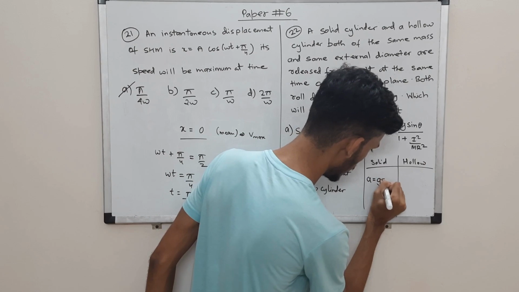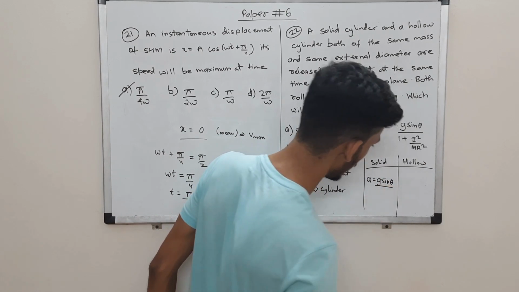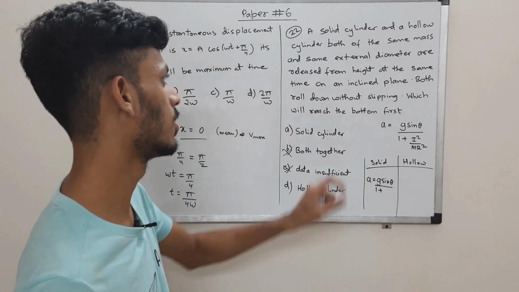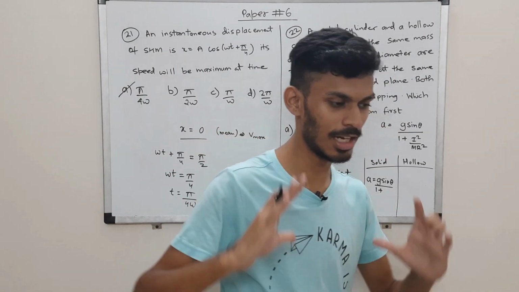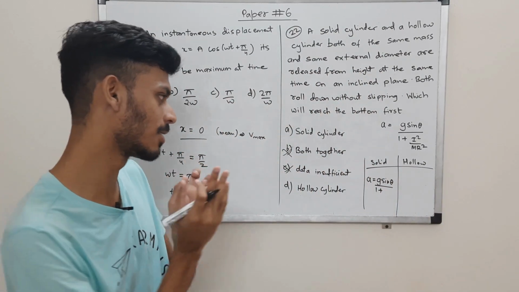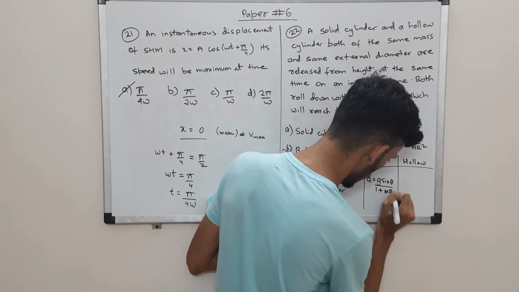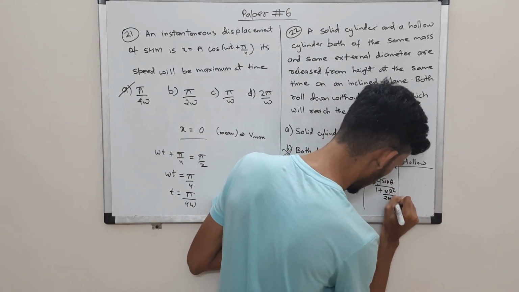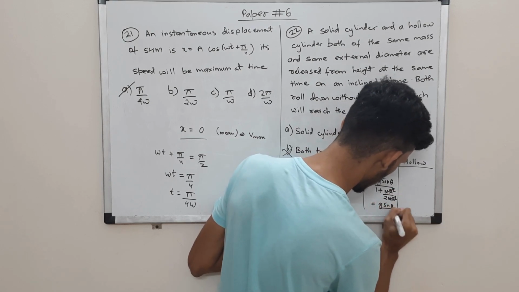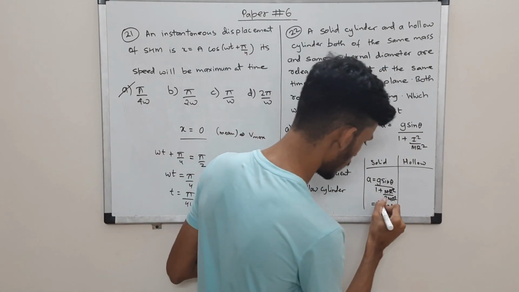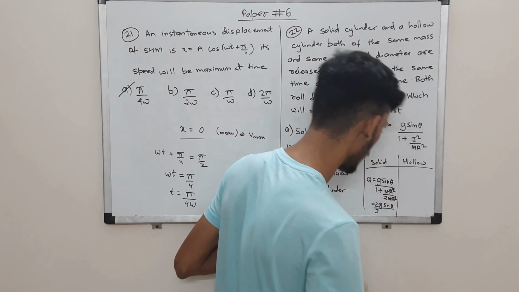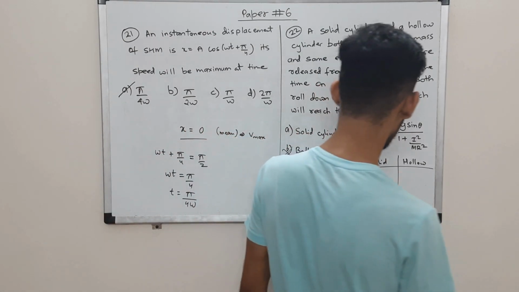So a will be equal to g sin theta, where theta is the angle of inclination, upon 1 plus I. For solid, sorry, not sphere, solid cylinder. Solid cylinder is, if you compress it, just like a disc. So we have mr square by 2, and here mr square. Mr square gets cancelled. g sin theta upon 1 plus 1 by 2, that is 3 by 2. 2 will go in the numerator, 2 by 3. So this is the acceleration for the solid one.